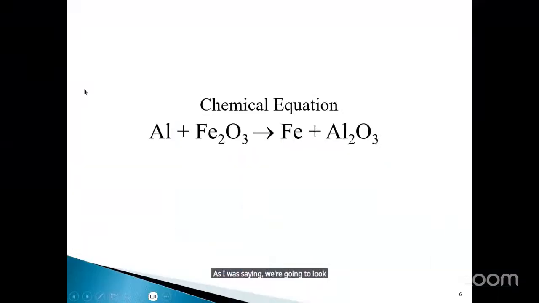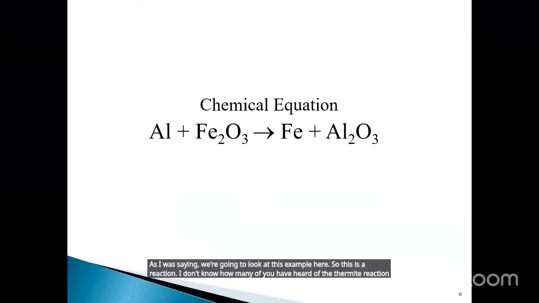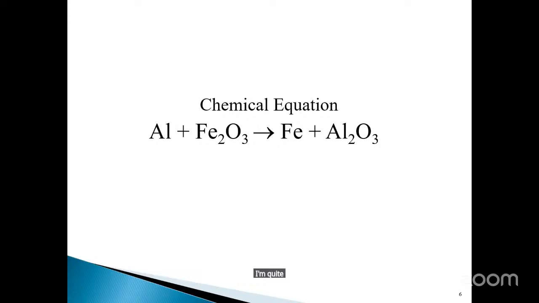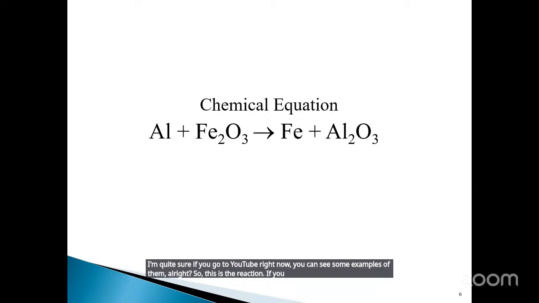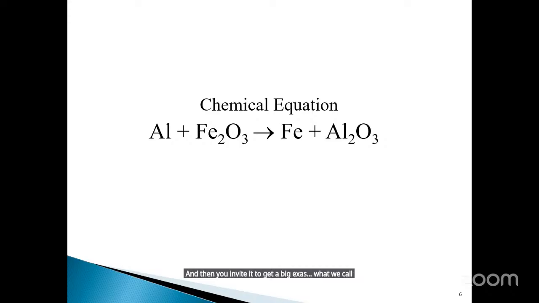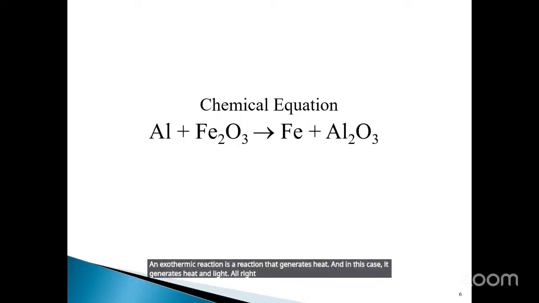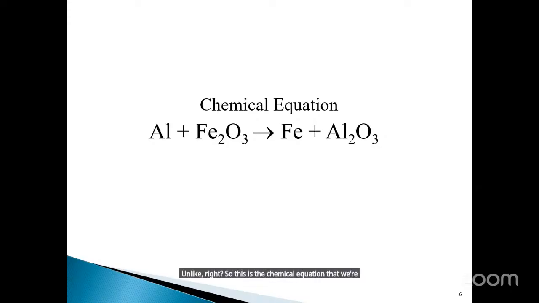Alrighty, back in business. So as I was saying, we're going to look at this example here. So this is a reaction. I don't know how many of you have heard of the thermite reaction, a very explosive reaction. I'm quite sure if you go to YouTube right now, you can see some examples of it. All right. So this is the reaction. If you mix up these two compounds, iron(III) oxide with aluminum, and then you ignite it, you get what we call an exothermic reaction. An exothermic reaction is a reaction that generates heat. And in this case, it generates heat and light, right? So this is the chemical equation that we're going to use to represent that reaction.